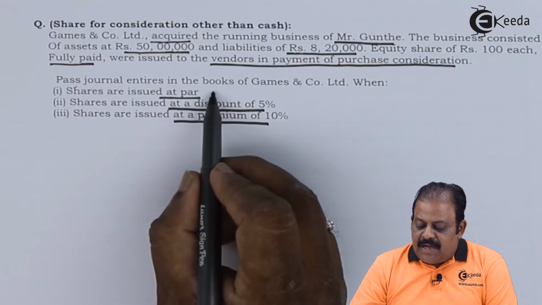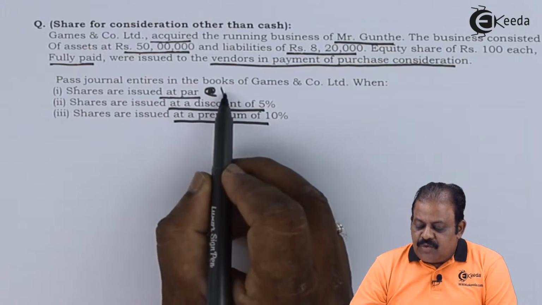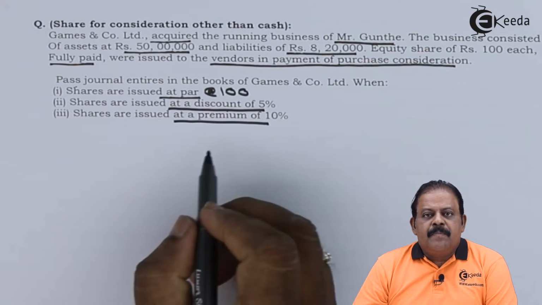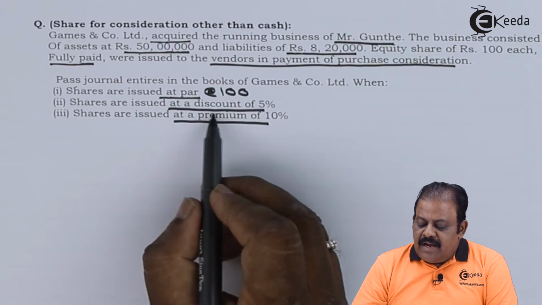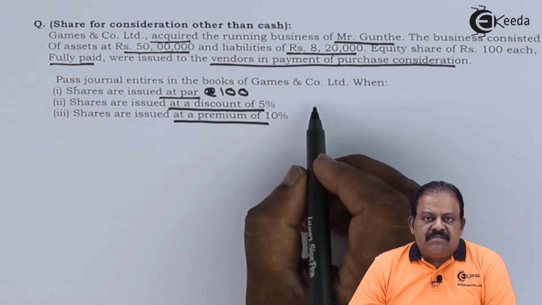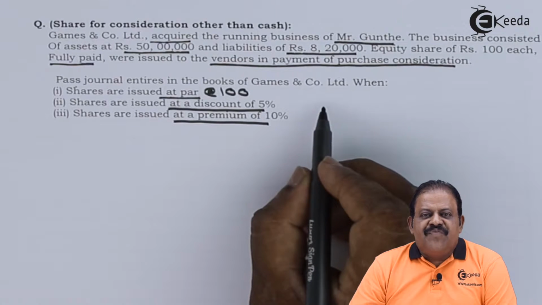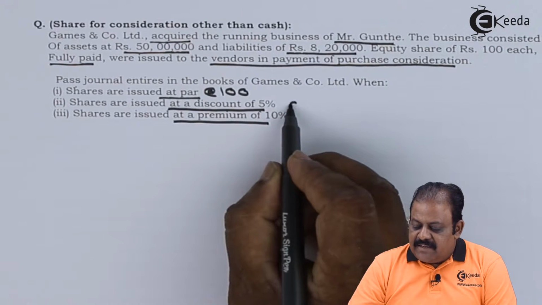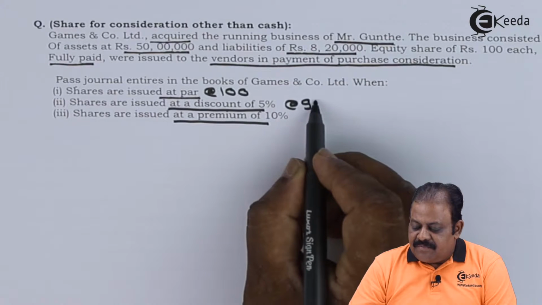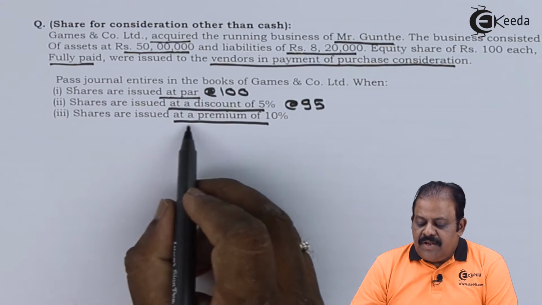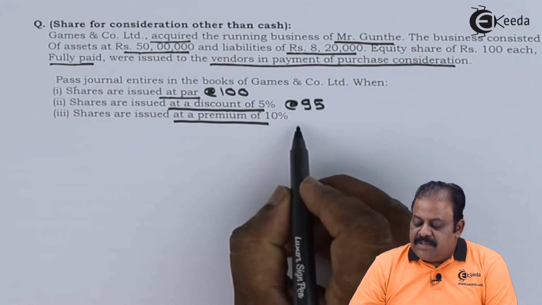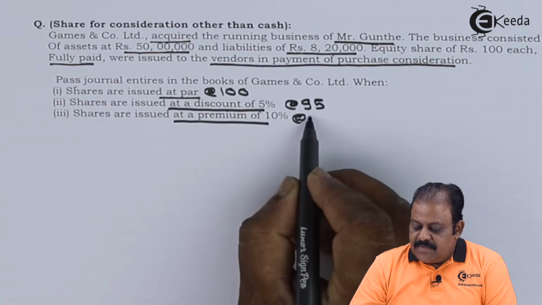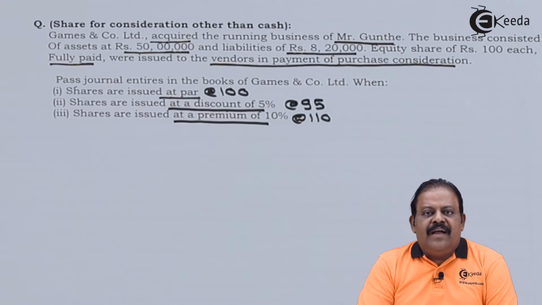Shares issued at par means issued at the rate of 100. Issued at discount of 5% means rupees 5 less, that is at the rate of 95. Issued at premium of 10% means issued at the rate of 110.